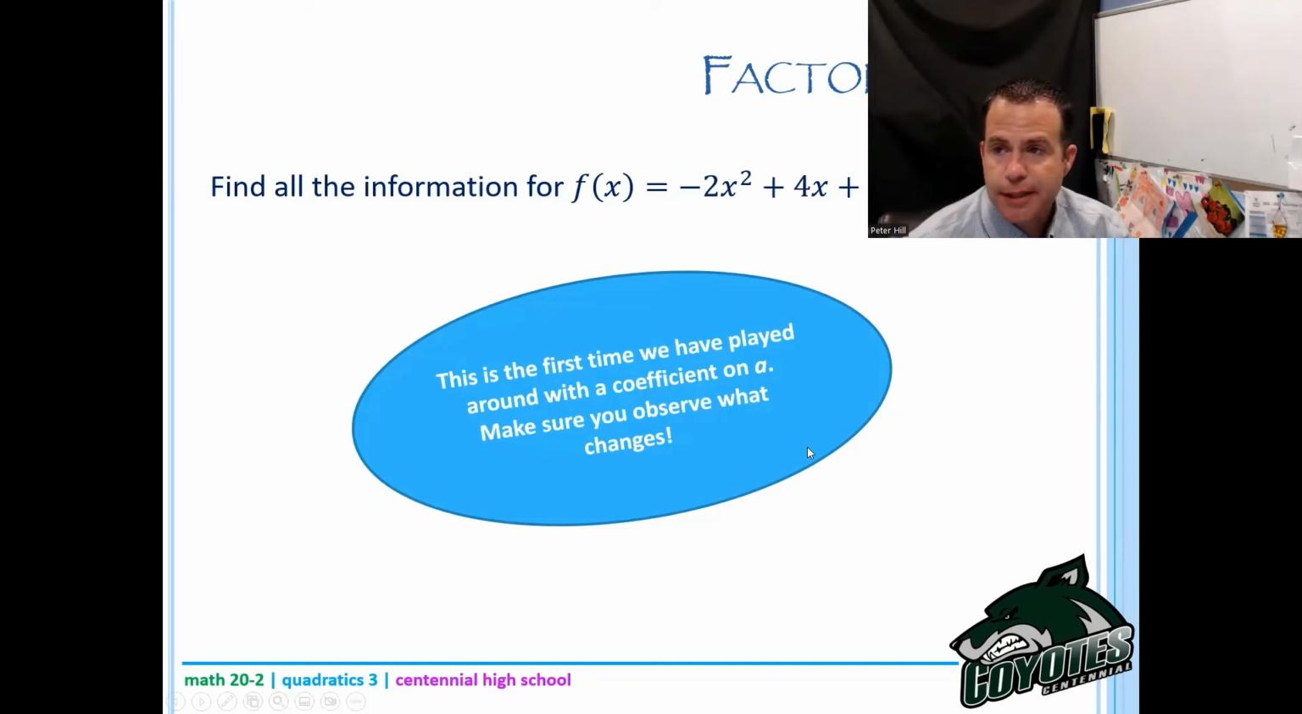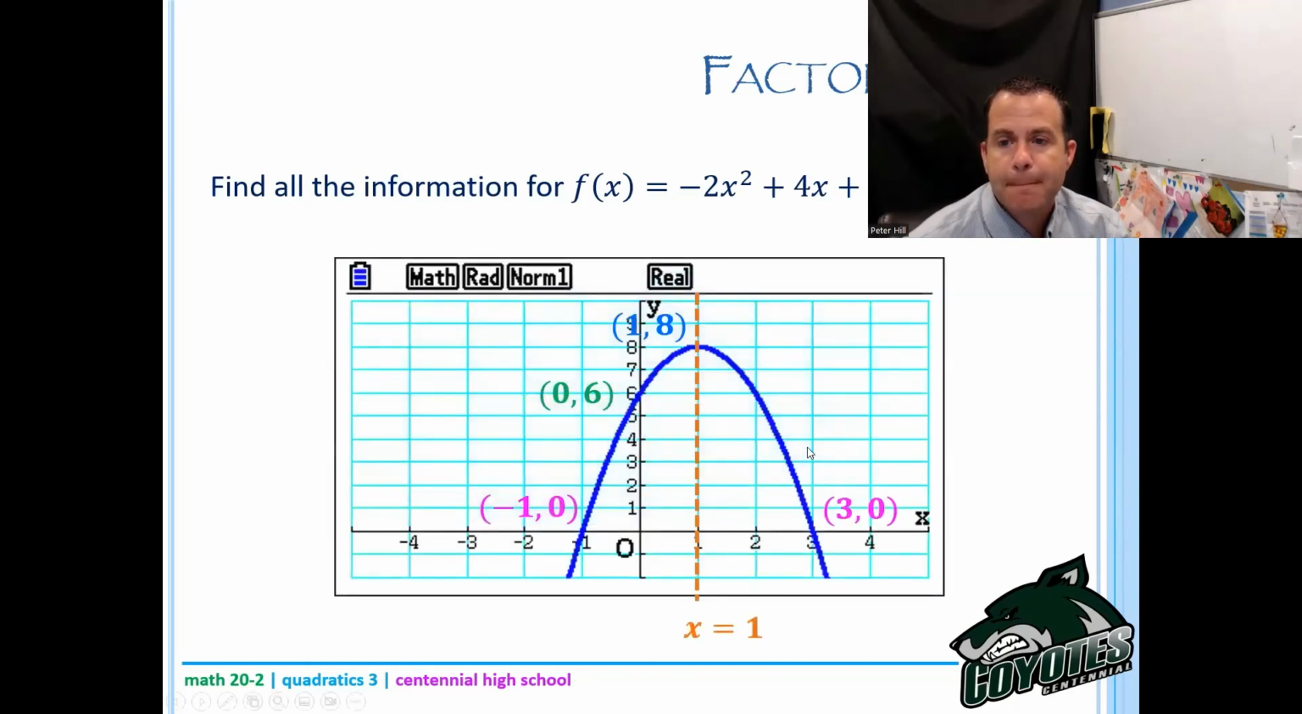The graph should look like this. So I've labeled all my important points. I've got 1, 8 for my vertex. I've got my y-intercept at 0, 6, and I've got my 2 x-intercepts, -1, 0 and 3, 0. And I have my axis of symmetry at x equals 1.